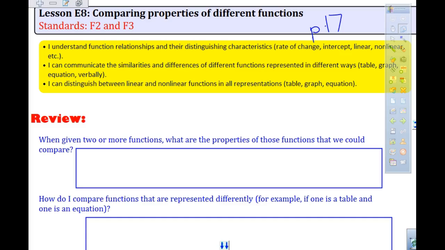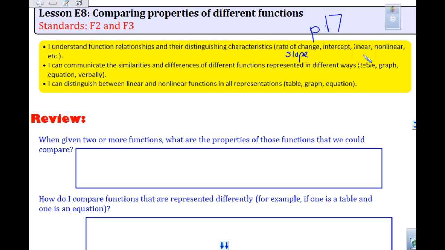Properties of different functions. The key thing that I need from you as we get through this lesson and finish our unit is that you understand the relationships that distinguish characteristics. What is our rate of change? That is like our slope, right? The intercepts, we've talked a lot about y-intercepts.